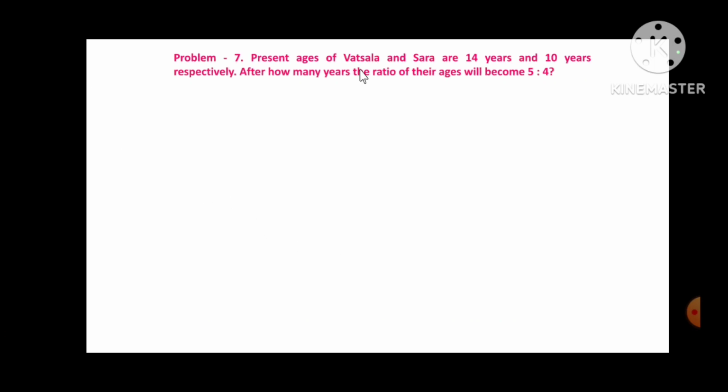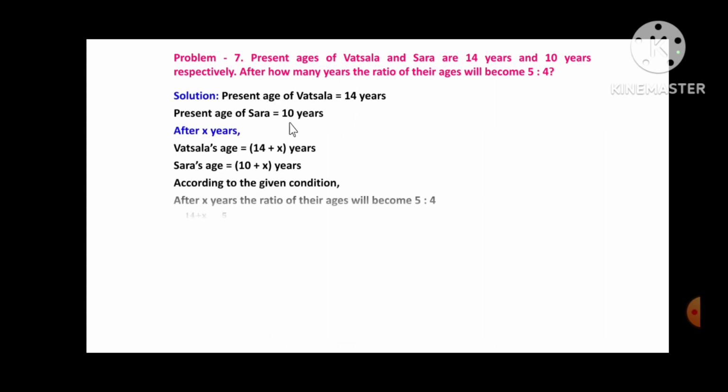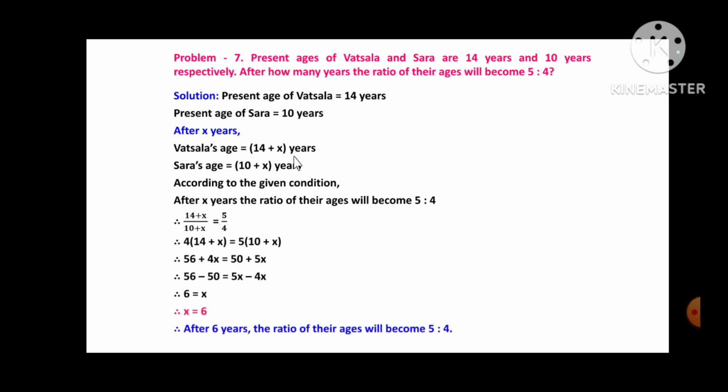Now problem number 7. Present ages of Vatsala and Sara are 14 years and 10 years respectively. After how many years will the ratio of their ages become 5 as to 4? So friends, present age of Vatsala is 14, present age of Sara is 10 years. After x years, Vatsala's age will be 14 plus x and Sara's age will be 10 plus x years. According to the given condition, after x years, the ratio of their ages will be 5 as to 4.